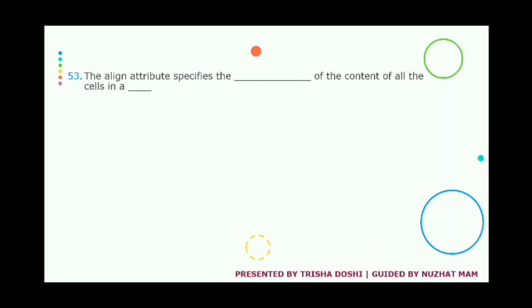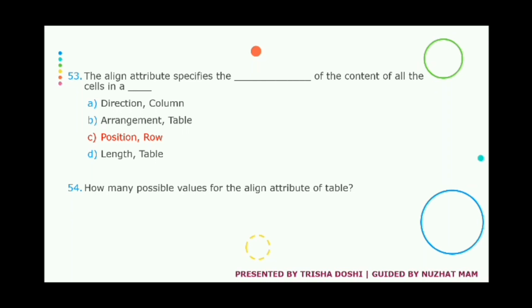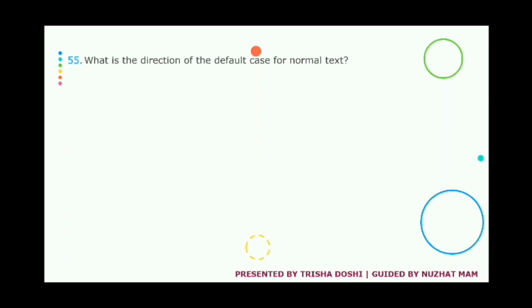Question 53. The align attribute specifies the dash of the content of all the cells in a dash. A. Direction, column, B. Arrangement, table, C. Position, row, D. Length, table. The correct answer is C. Position, row. Question 54. How many possible values for the align attribute of table? A. 2, B. 3, C. 4, D. 5. The correct answer is D, 5. Question 55. What is the direction of the default case for normal text? A. Left, B. Right, C. Center, D. Bottom. The correct answer is A. Left.